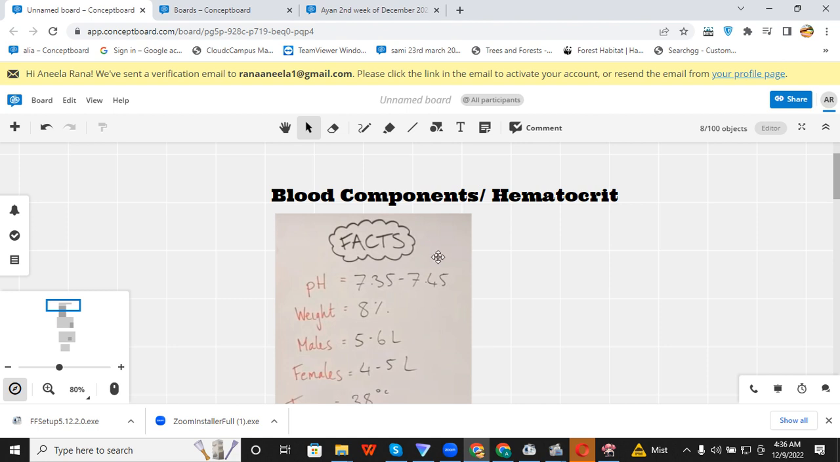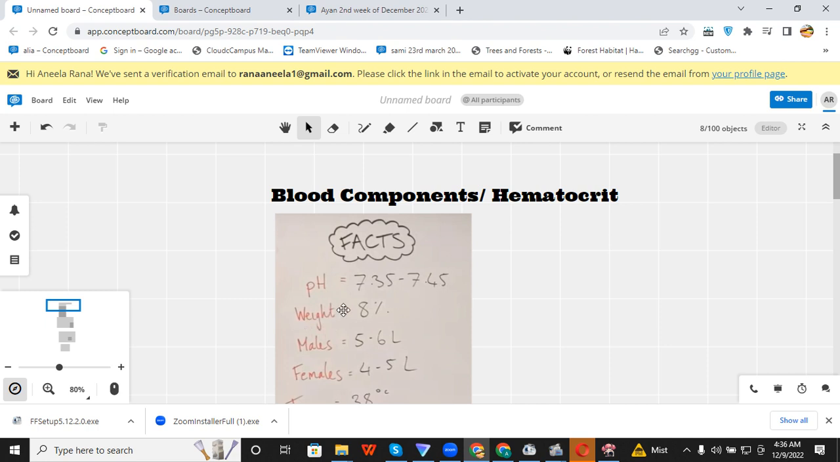Before starting our topic, I'm going to talk about some important facts about the blood. Do you know what pH is? The meaning of pH is the concentration of hydrogen ions in something. So here we're going to measure the concentration of protons, or hydrogen ions, inside the blood. 7.35 to 7.45, this is the pH of the blood.